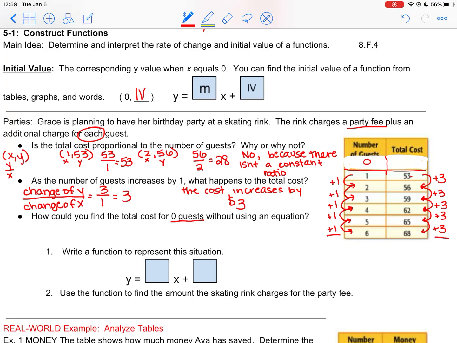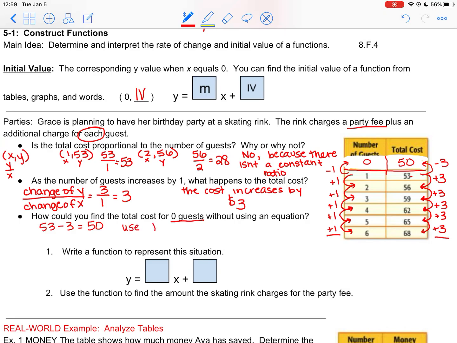So if I think about the pattern that I see happening in this table and how I could go backwards, I can reverse the operation. So to go from 1 guest to 0 guests, that's going to take 1 away. And from my rate of change, I know that each increase by 1 guest makes the total cost go up by 3. So if I take a guest away, that's going to take $3 off of the cost. So if I do 53 minus 3, that's going to give me an initial value of 50.